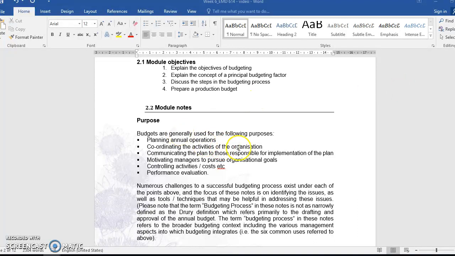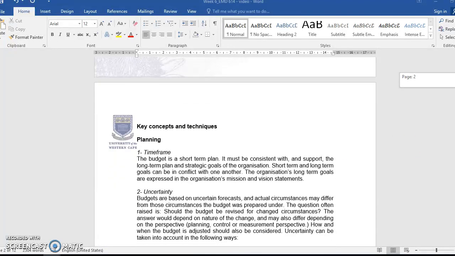So generally, budgets are used for the following purposes. It's used to plan operations, coordinate activities of the organization, communicate the plan to those responsible for implementation of the plan, to motivate managers to pursue goals, to control activities, and for performance evaluation. And so, as you can see, a budget is very important. It's a simple tool, but it's important because it has all of these purposes. And we're just going to briefly touch over those purposes.